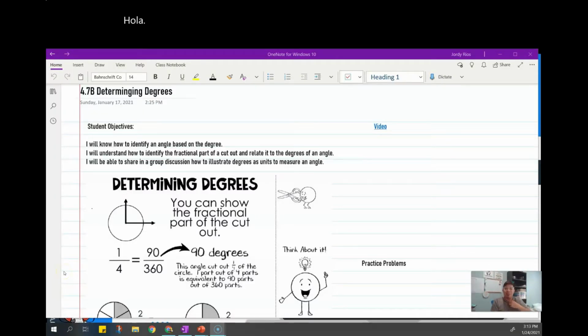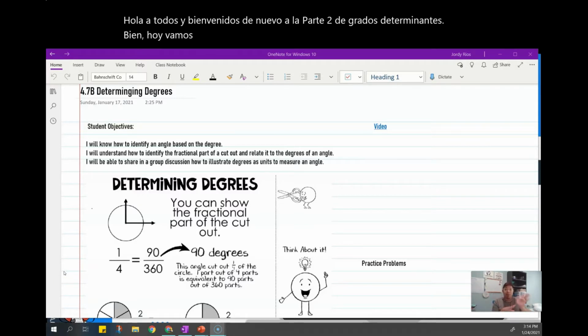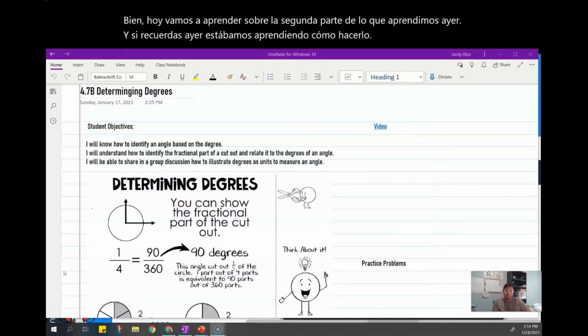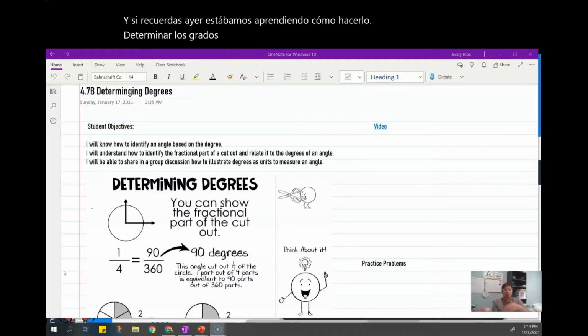Hello everybody and welcome back to part 2 of determining degrees, okay? So today we're going to be learning about the second part of what we learned yesterday. And if you remember, yesterday we were learning about how to determine the degrees in an angle, and that angles and circles go together, just like pizza, right?